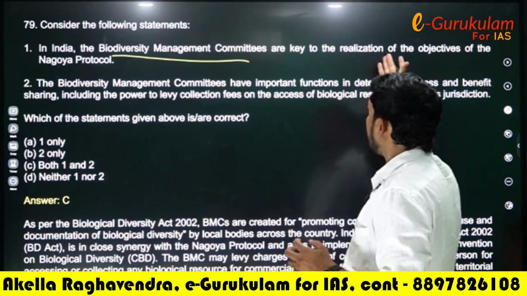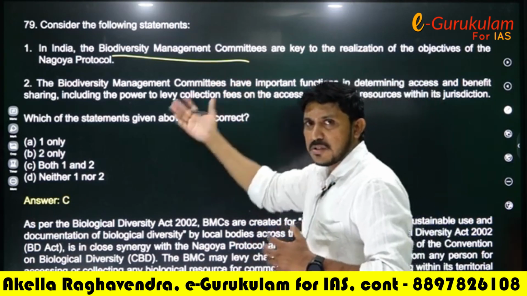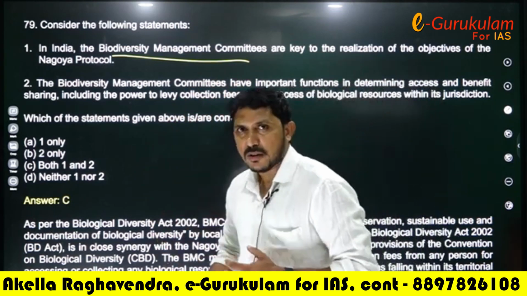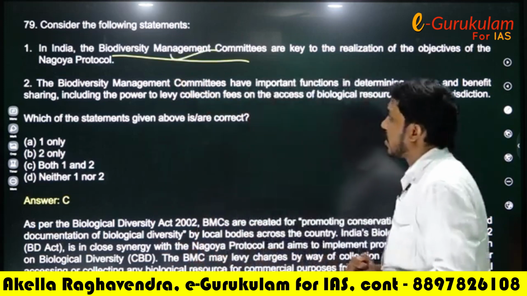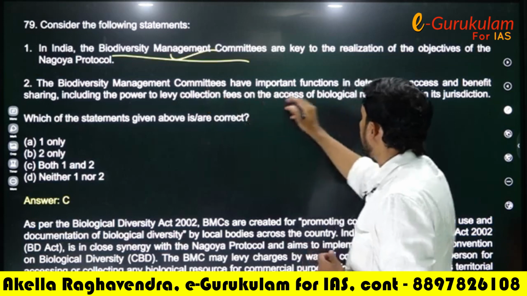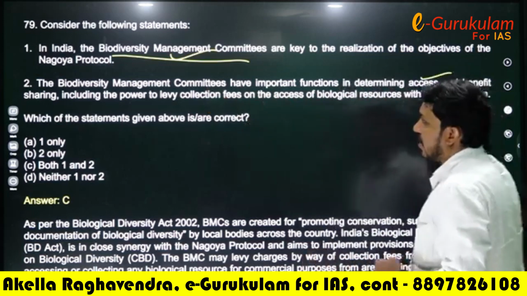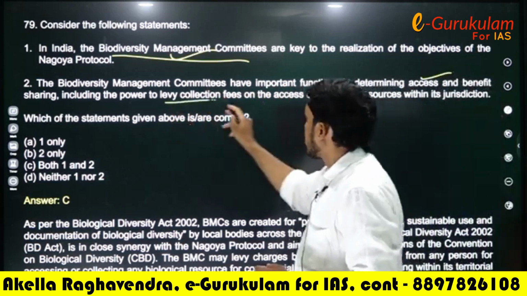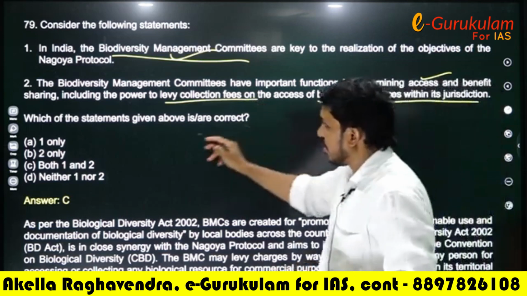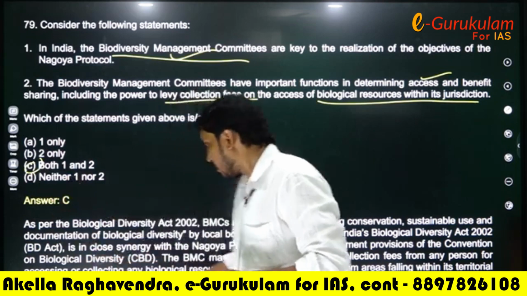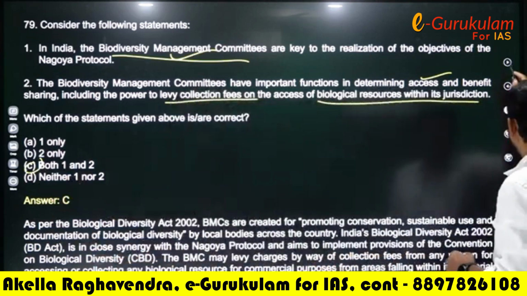So the first one is, when you brought in this BMC or the Biodiversity Act, you are actually accepting the Nagoya Protocol. So option 1 is correct here. The objective is fine. Biodiversity Management Committees are important because they give access and benefit sharing, and the power to levy collection of fees on the access of biological resources within their jurisdiction. Both are right options because they will be preparing the biodiversity registers.